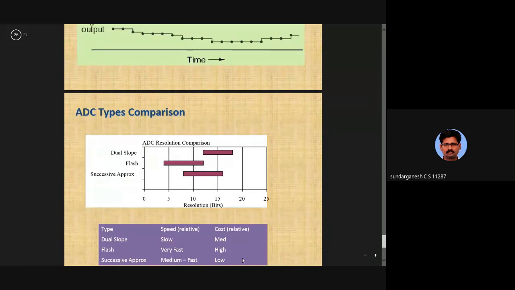So this is a comparison chart between these ADCs. Dual slope is very slow, but accuracy is medium to high. Cost is relatively medium. Flash is very fast, but cost is high. Successive approximation is medium fast.